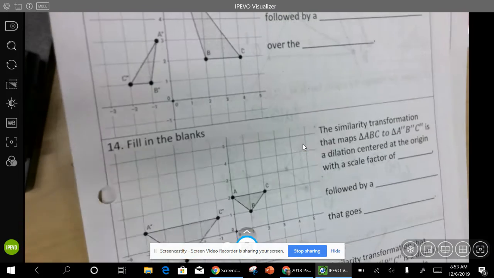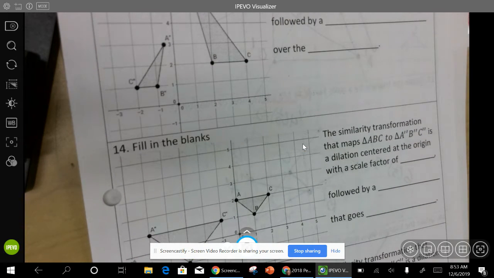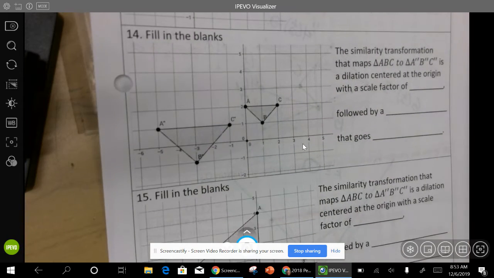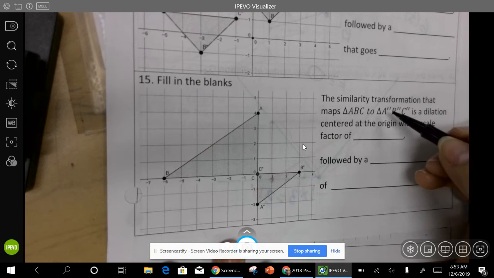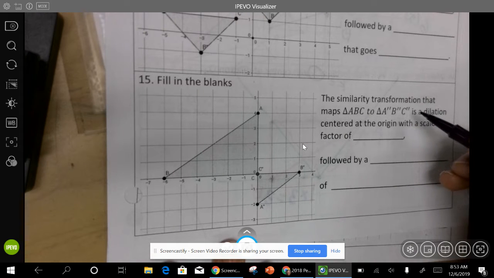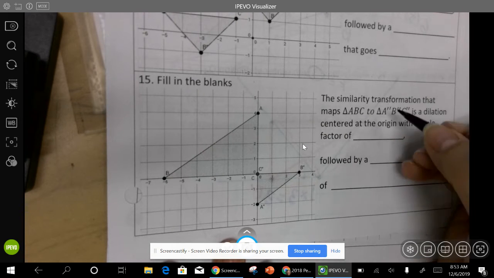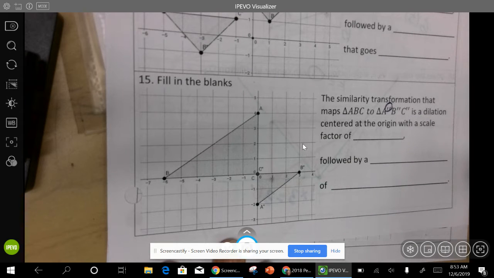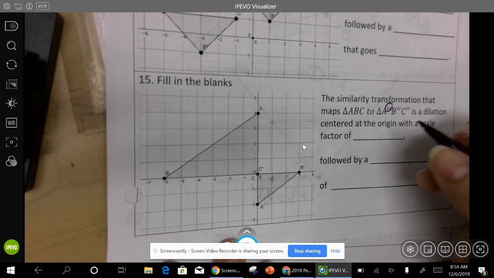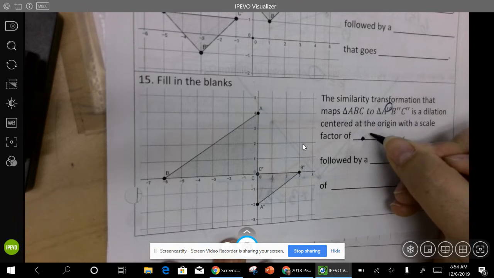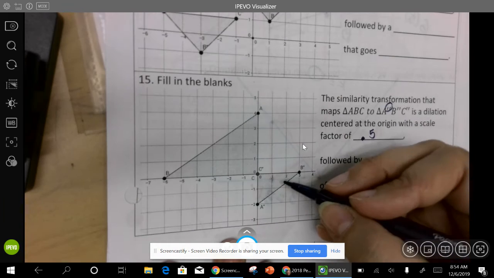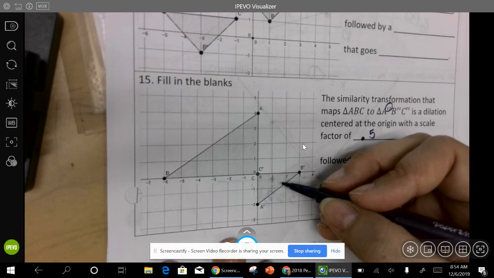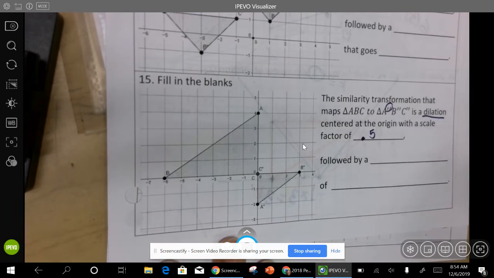Okay, for the next ones, everybody, we're doing our transformations. It says map it on. Similar transformation that maps triangle ABC to triangle A prime double prime. It's a double prime, so I know it's going to be 2 transformations. I look at it and it's going to be 0.5 because I know it's getting smaller. So we're going to do the dilation first.